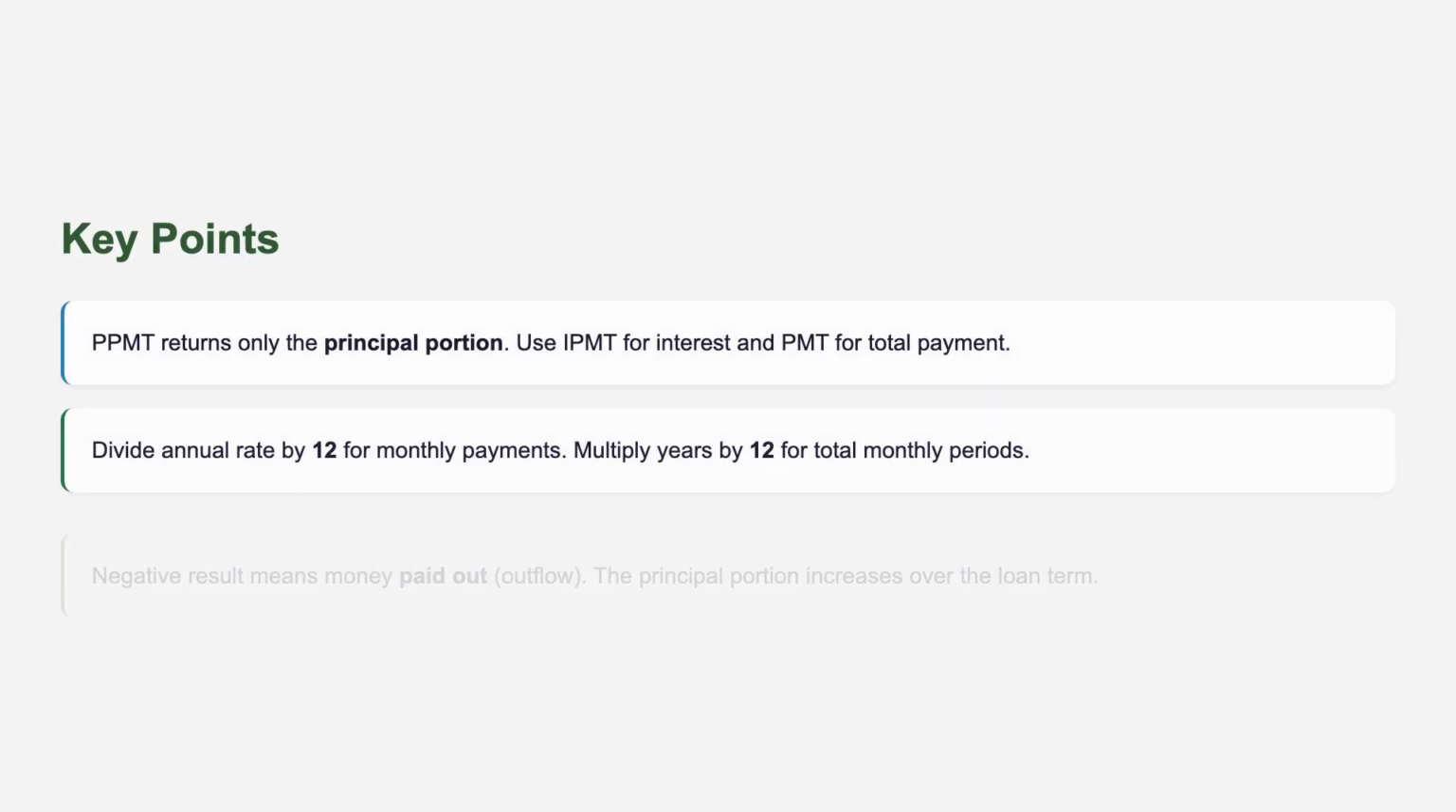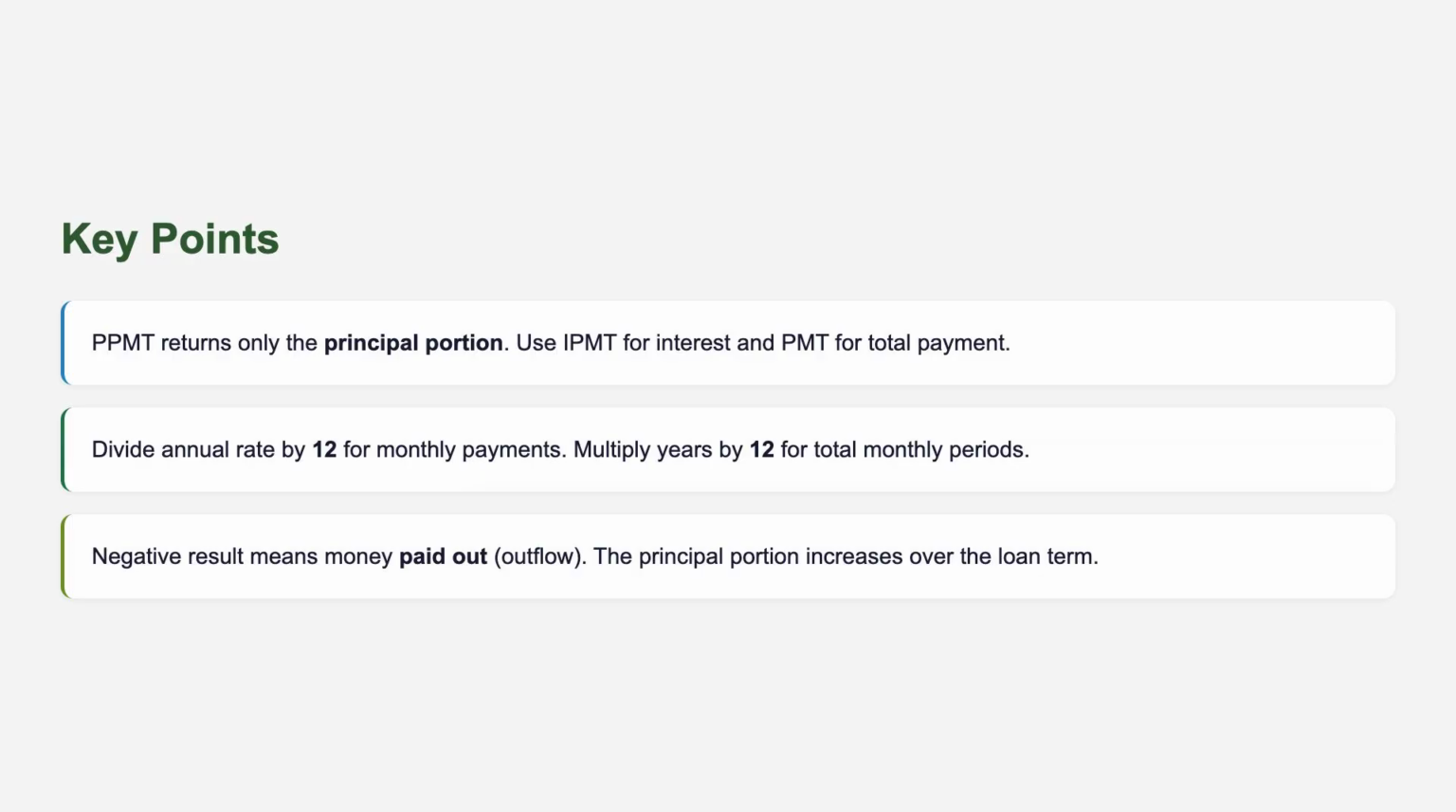Key points to remember. First, PPMT returns only the principal portion of the payment. Use IPMT for the interest portion and PMT for the total payment. Second, divide the annual rate by 12 for monthly payments and multiply years by 12 for total monthly periods. Third, a negative result means money paid out. The principal portion increases over the life of the loan as you pay down the balance.